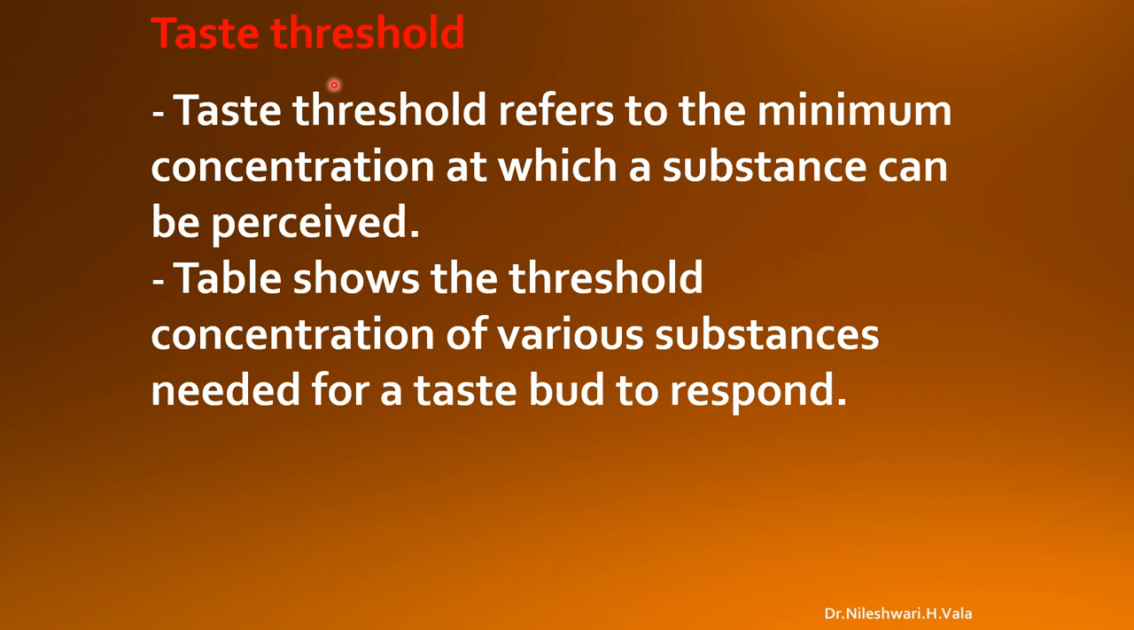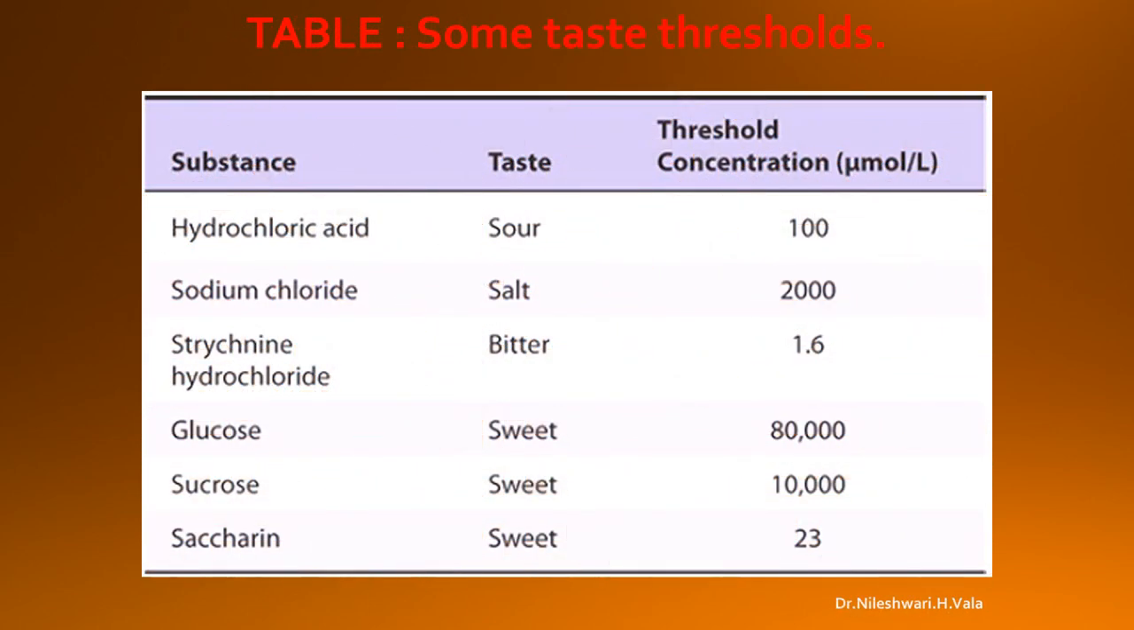Now what is taste threshold? Taste threshold refers to the minimum concentration at which a substance can be perceived, and certain substances and their thresholds are given, which is needed for the taste bud. So these are certain substances, their taste and their threshold concentration. This one is a bitter substance, strychnine hydrochloride, bitter taste, and threshold concentration 1.6 micromole per liter.